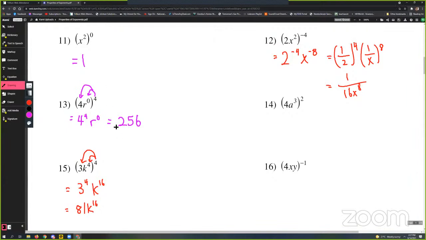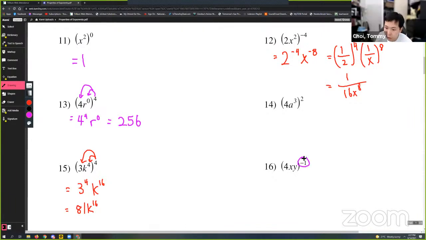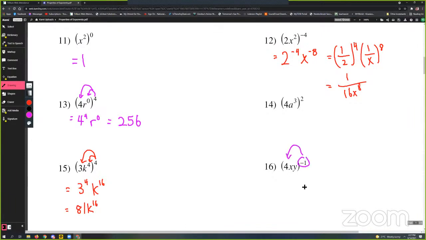Mr. Choi, for number 16, do you still have to flip the thing because it's negative, or just multiply? Yeah, so in this case, do we have to multiply this in?